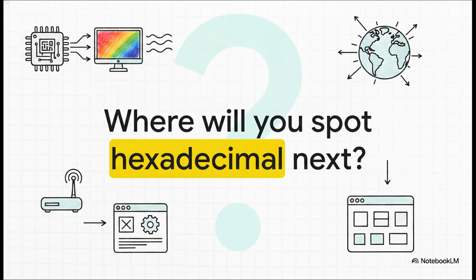So, we've taken quite a journey today, right? Going from the raw on and off transistor switches of a CPU all the way up to the vibrant colors on your monitor and the incredibly complex routing of the entire global internet. And it is all thanks to the simple, space-saving power of base 16. Now that you know exactly how this translation works, I've got one final question for you to take away. Where will you spot hexadecimal in the wild next? Because the next time you encounter a cryptic string of numbers and letters on a Wi-Fi router, a software error pop-up, or a web design panel, you'll know exactly what secret language you are looking at.